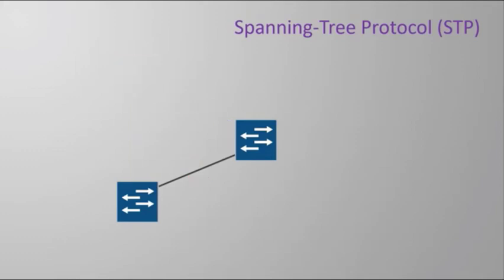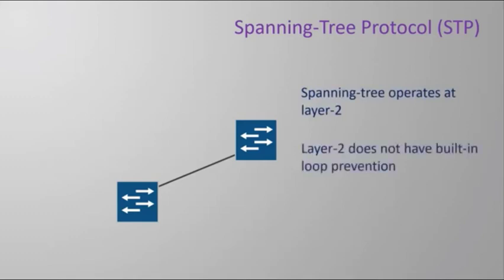The key points to remember right now are: spanning tree works at layer 2. Layer 2 does not have any built-in loop prevention. Layer 3 does have loop prevention. This is the time to live field in the IP header. Here you can see the benefit to really understanding the lower levels of the OSI model. This doesn't seem too hard so far, right?